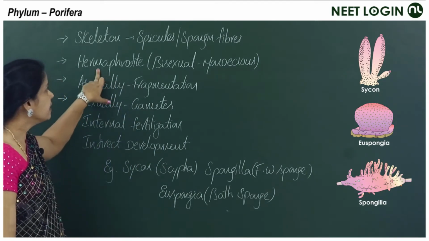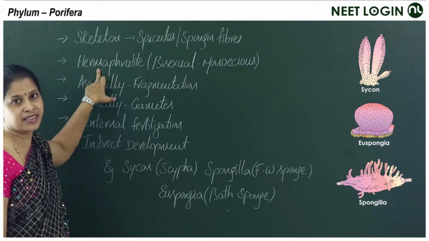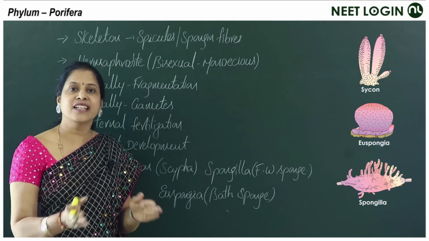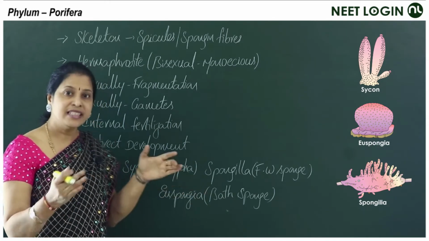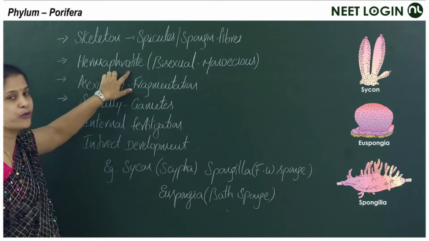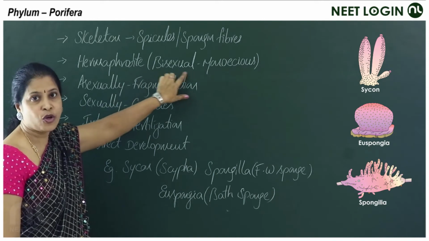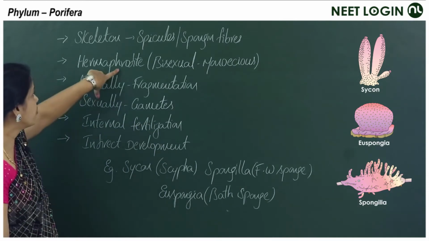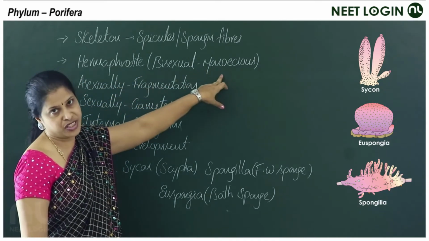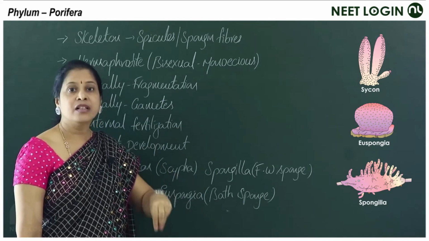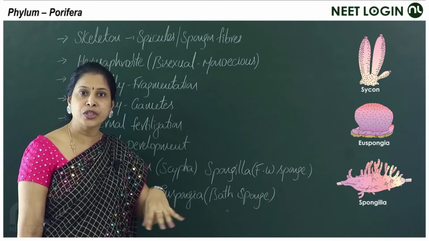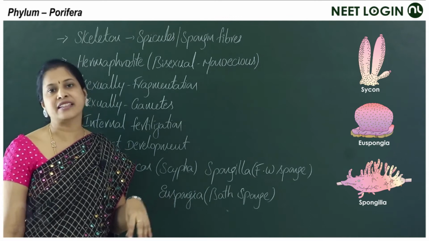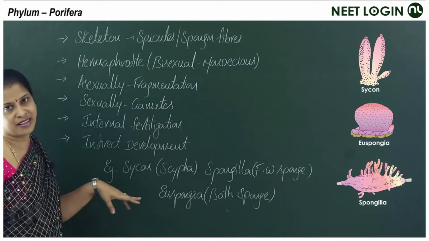Moving on, their sexuality: they are hermaphrodites. Hermaphrodites are animals in which the sexes are united. The sexes are not separate. They are called hermaphrodites, bisexual or monoecious. These are all synonymous terms. Poriferans, the sponges, can produce both male and female gametes. The male and female reproductive parts are present in the same organism.